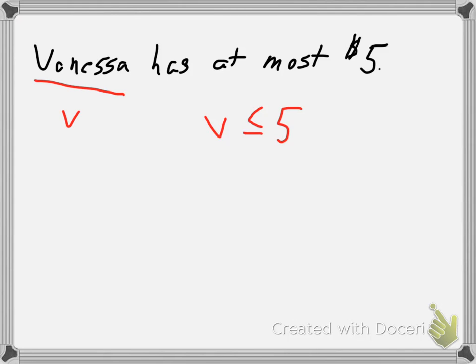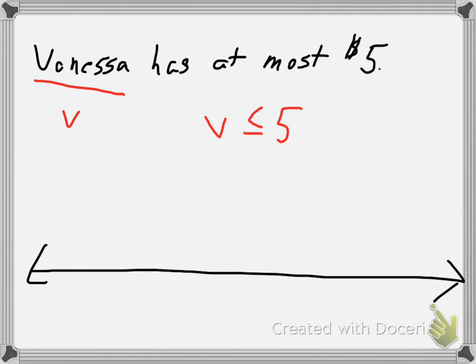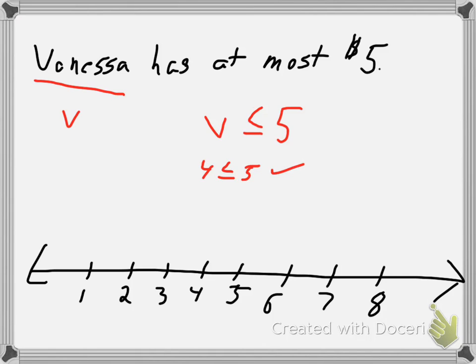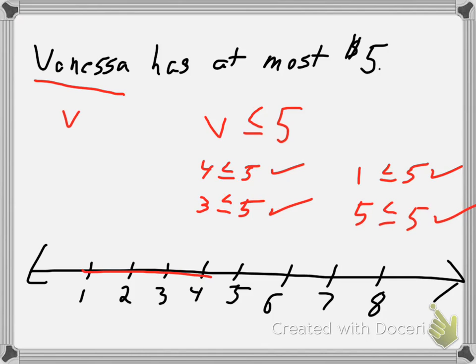Now, to graph that on my number line, okay, here's my number line. I have to think, what can Vanessa have? If Vanessa has 4, is 4 less than or equal to 5? Yes. If Vanessa has 3, is 3 less than or equal to 5? Yes. If Vanessa has 1, is 1 less than or equal to 5? Yes. What if Vanessa has 5? Is 5 less than or equal to 5? Yes. So that's telling me everything on this side of our 5 works.